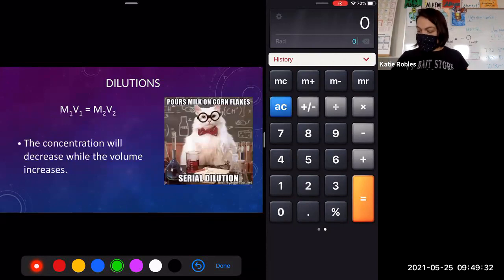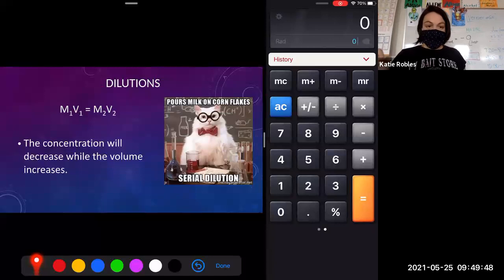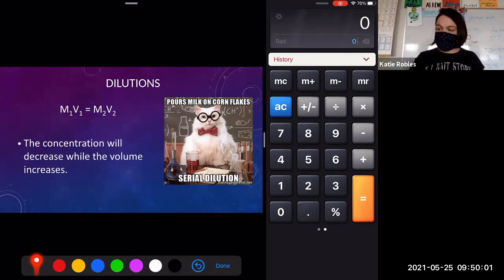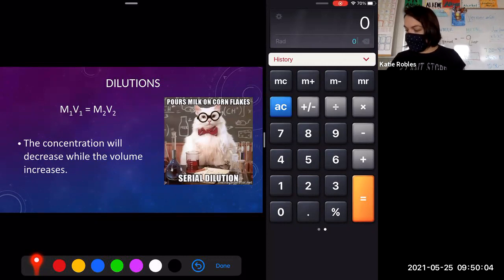The formula that you use for dilutions is really easy. Capital M for molarity: the molarity times the volume of the first one equals the molarity times the volume of the second one. M1V1 = M2V2. The volume can be in liters or milliliters or whatever else you want, as long as both have the same unit. Concentration will decrease while the volume increases.